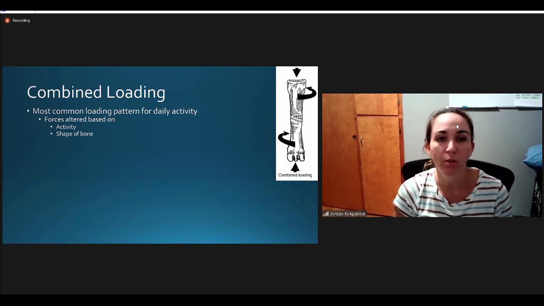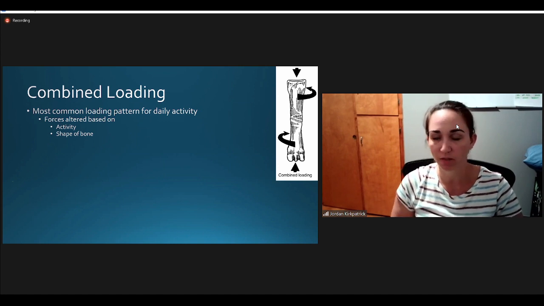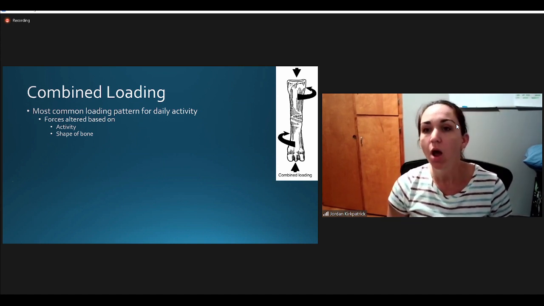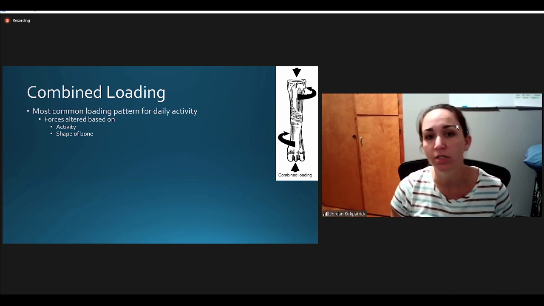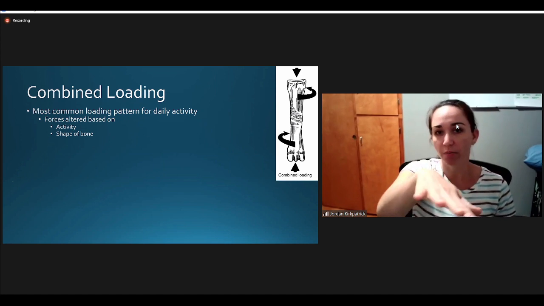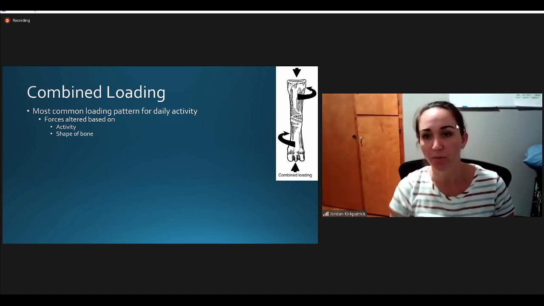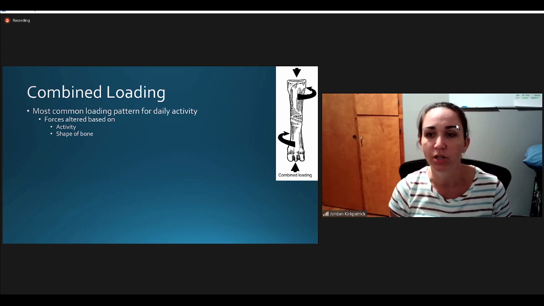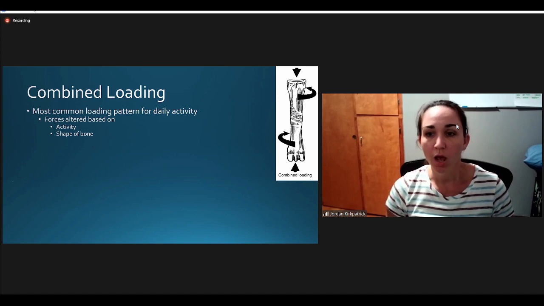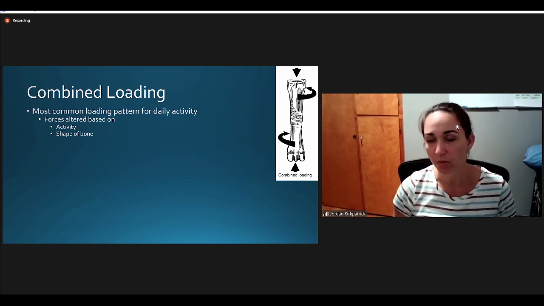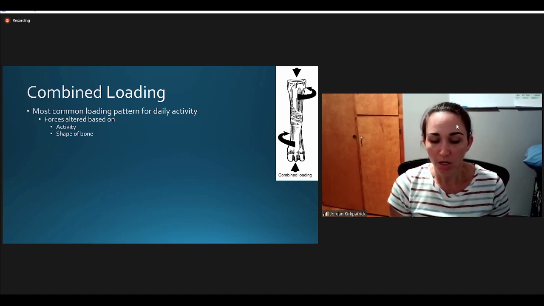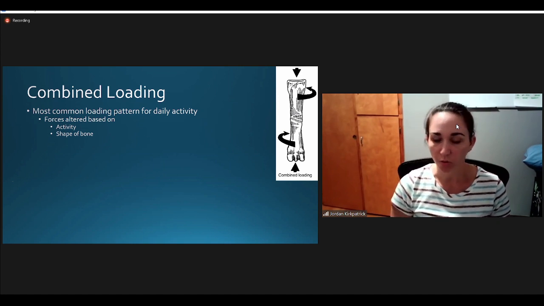Combined loading is the most common loading pattern for daily activity. So as I've been talking about, the forces on the bone are altered just by living. You go for a walk and you step on a rock, and then all of a sudden, instead of being flat-footed, you're slightly tilted. So part of your body's in tension and part of your body's in compression as you try to rebalance. And all of these things will change the shape of bone, especially if it's repetitive. So again, being a walker versus a runner, your bone density is going to be different because you need the bone to support different amounts of load. There's more load when you're running versus when you're walking.